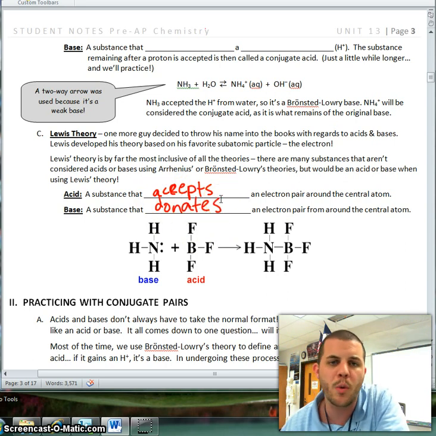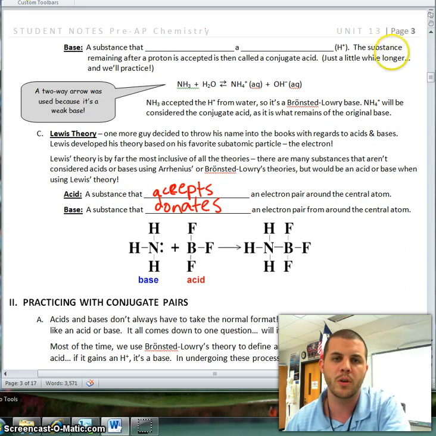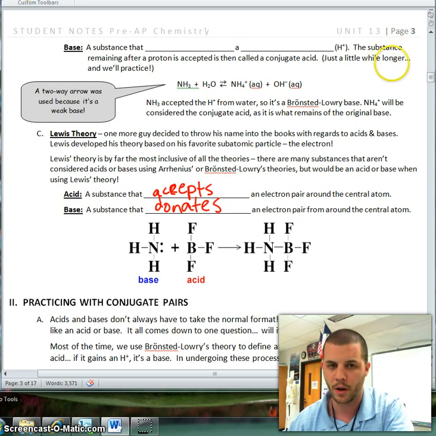So, like I said, just be aware of the definition of the Lewis theory of acids and bases. We're mainly going to focus on the Arrhenius definition and the Bronsted-Lowry definition, but that will at least give you an idea as to what some of these scientists thought acids and bases were. Thanks.